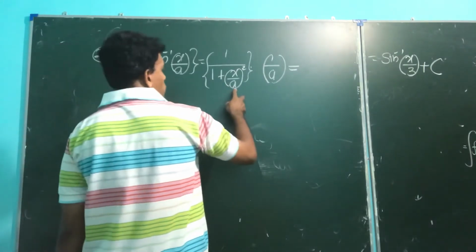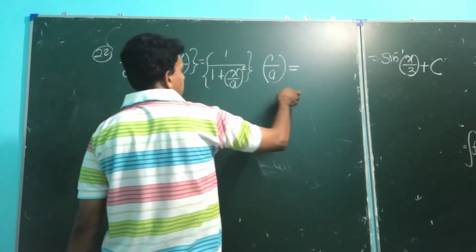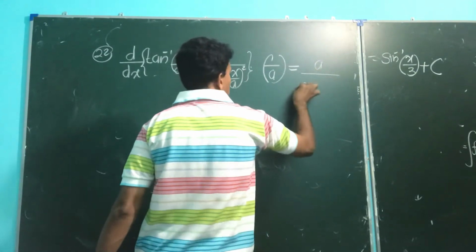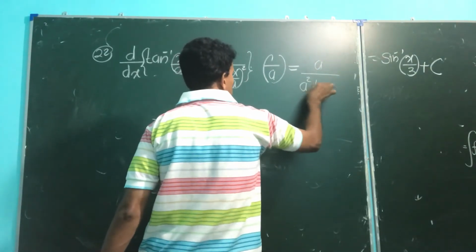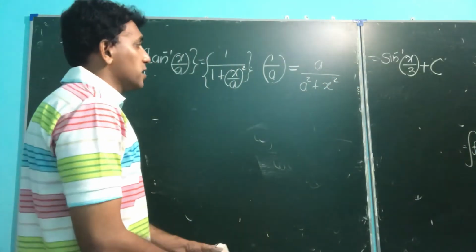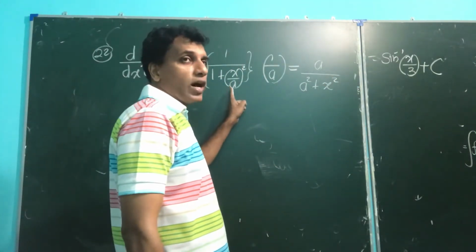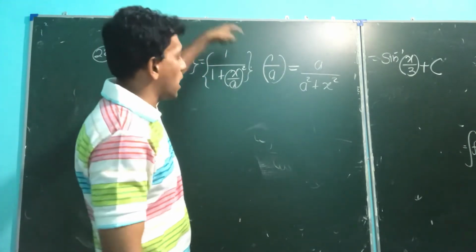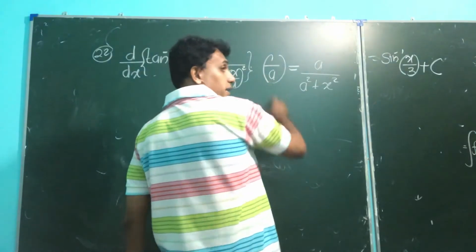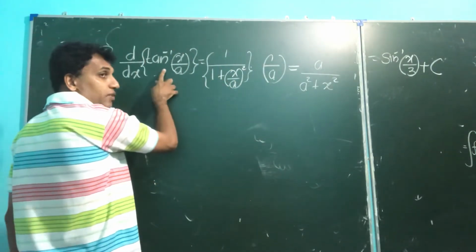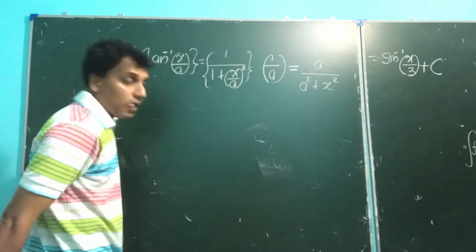So a square goes up, 1 by a cancels with 1 by a. Therefore, a over a square plus x square. Earlier we had a square inside the square root, but here the a square and a square below take up, and this a cancels. That's the answer of this differentiation.